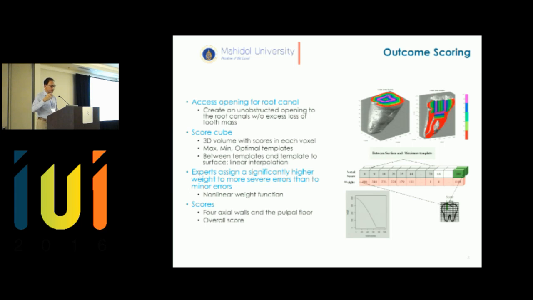And so then what we do is we score all the voxels in the results. And of course, you don't want to communicate in terms of that kind of detailed information. So then we translate that into a language that dentists are accustomed to. So they communicate scores in terms of the four walls of the tooth as well as the floor of the pulp chamber. And that's basically averaging. And then you come up with an overall score for the tooth, okay?